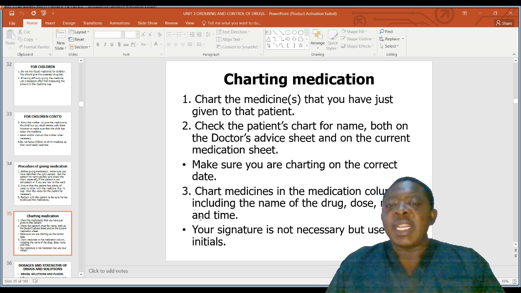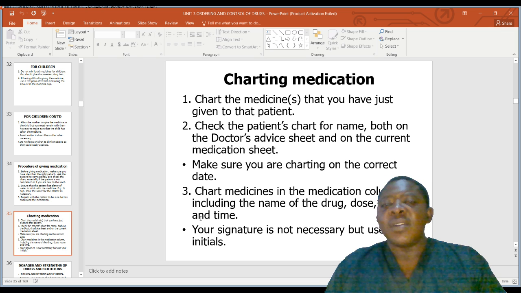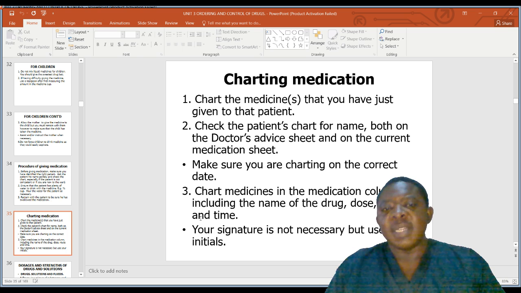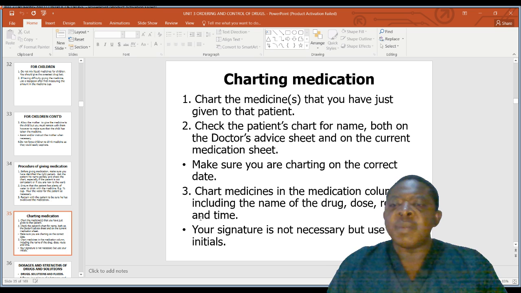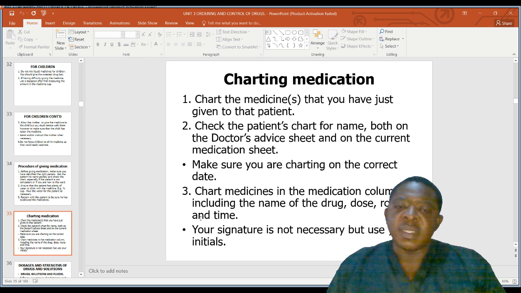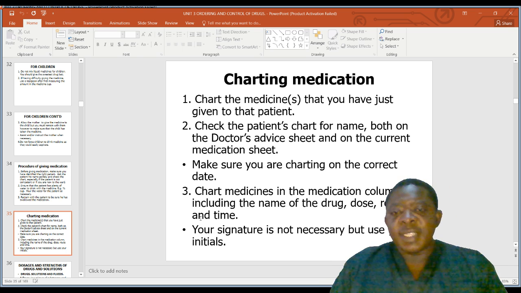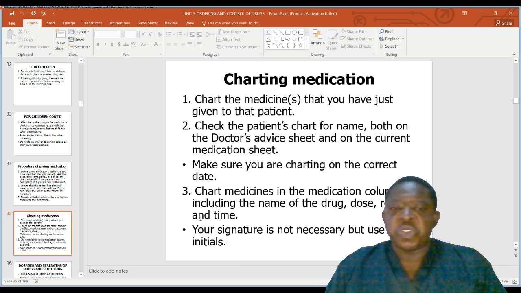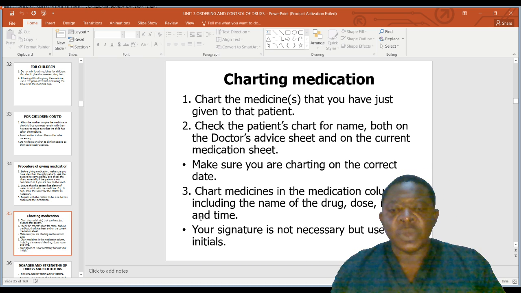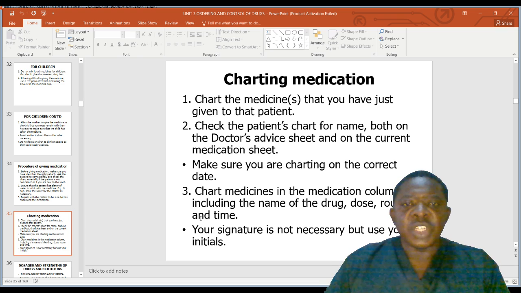So you can check the patient's chart for name, both on the doctor's advice sheet and on the current medication sheet. Make sure you are charting on the correct date. Chart medicine in the medication column, including the name of the drug, dose allowed, and time. Your signature is not necessary, but use your initials. Mostly the space is very small, so you might have to use your initials.